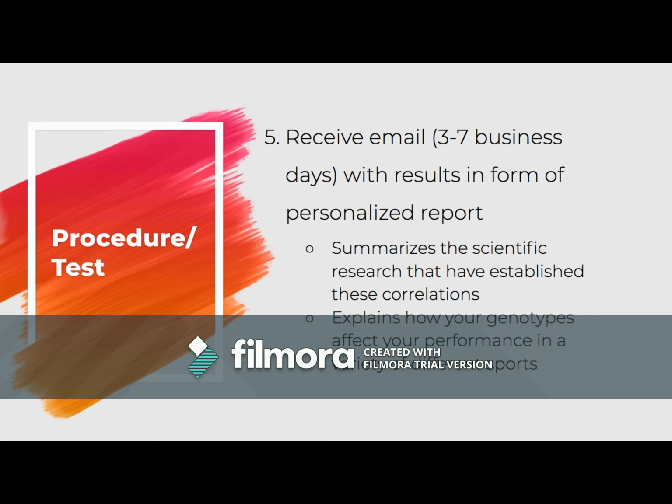And then after that, the last step of this process is to receive the results back by email in 3 to 7 business days. The results will summarize the scientific research that has been established and explain how your genotype affects your performance in a variety of different sports.